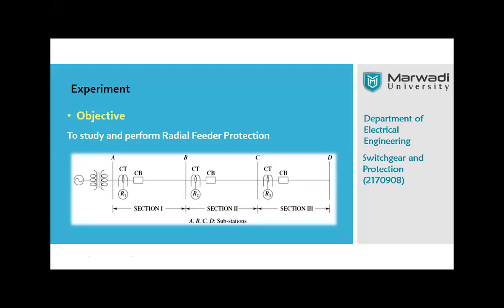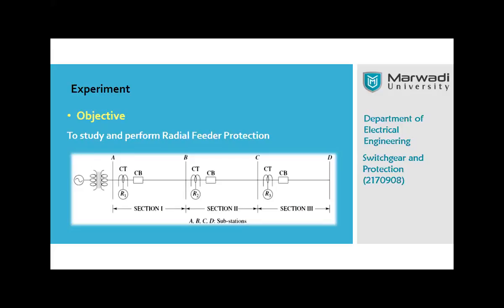In today's lab session, we are going to perform the experiment on radial feeder protection. In this, first we will set the relays. That means we will decide the plug setting and the time multiplier setting. And from there, we will also find the coordination of the relays. And then we will see the experimental setup in our laboratory. Okay.